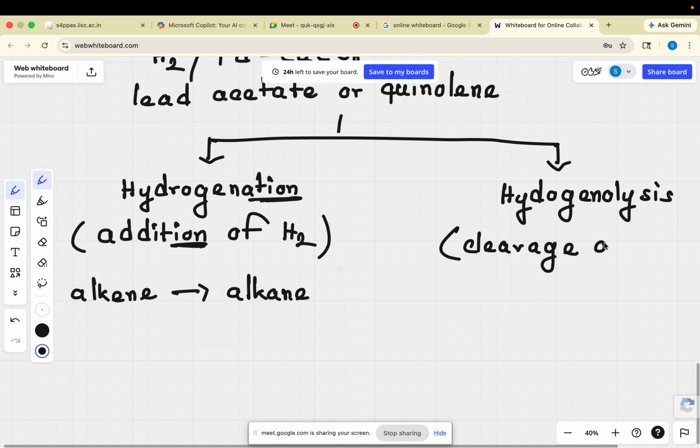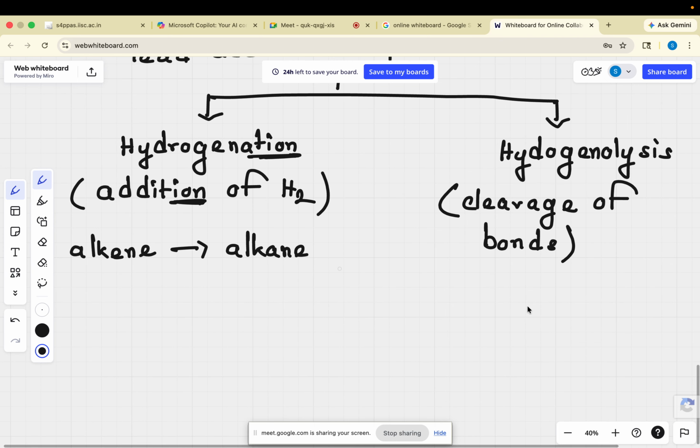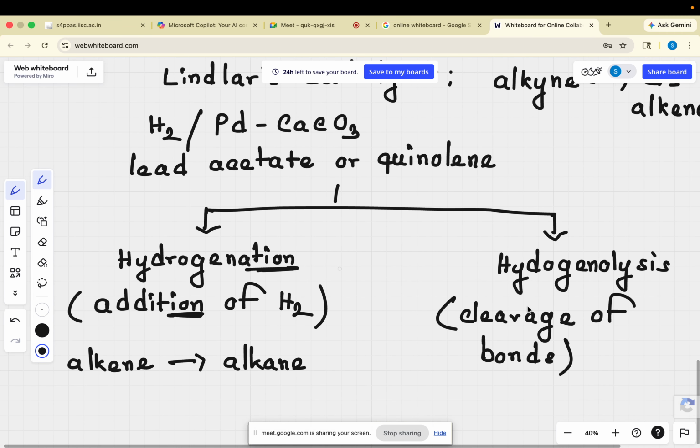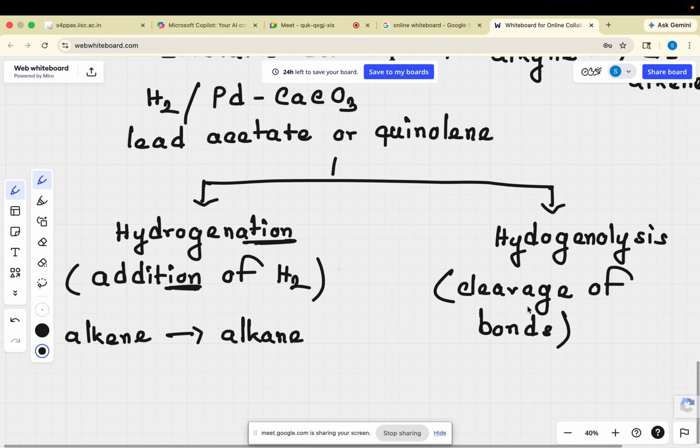Cleavage of bonds. Bond cleaving will take place. Fine. So these are the two things we have. One is hydrogenation and another is your hydrogenolysis. Hydrogenation means addition of hydrogen. So whatever you have, alkene or alkyne, unsaturated compounds will convert into saturated. And if you have hydrogenolysis, cleavage of bonds will take place there. Fine.